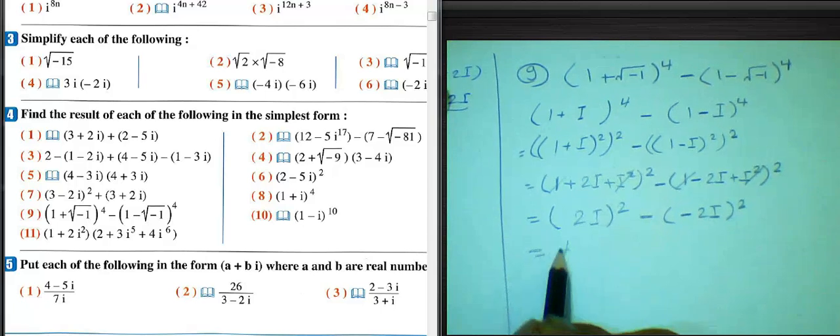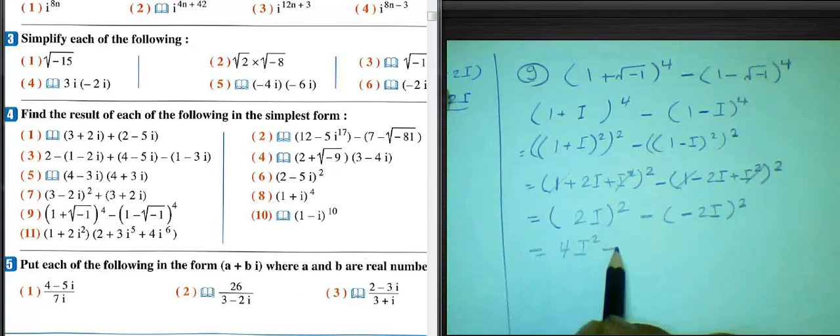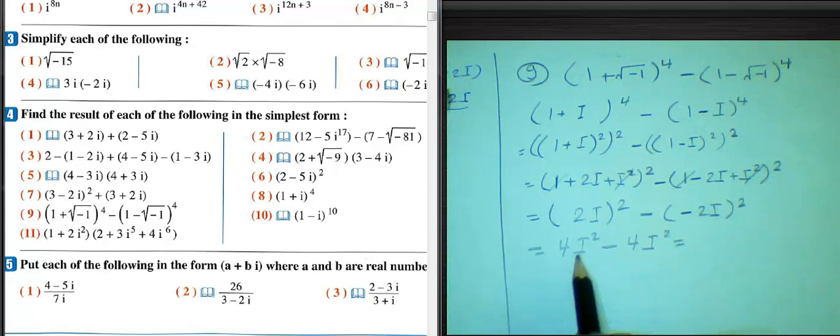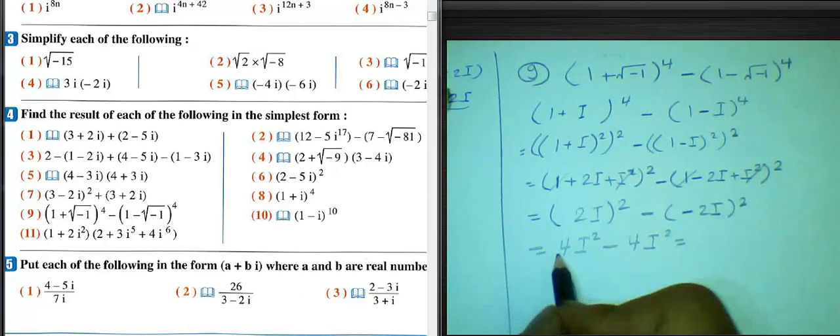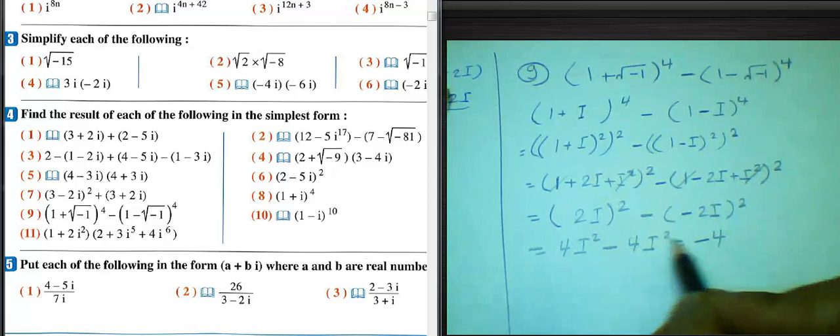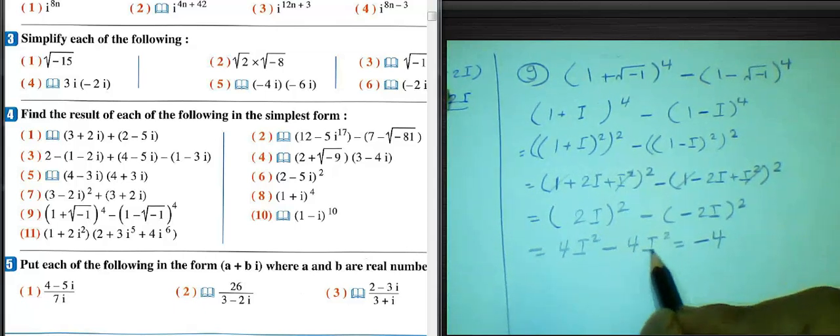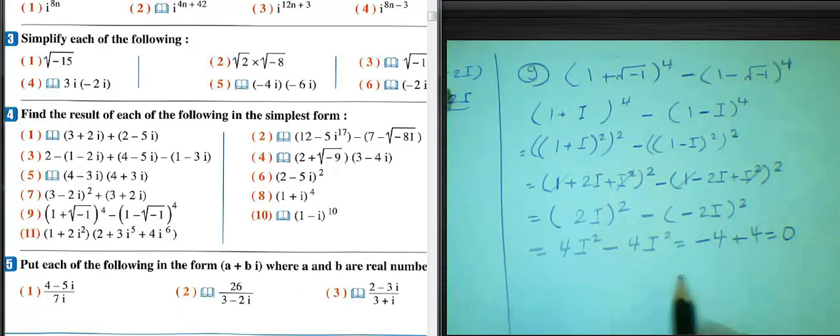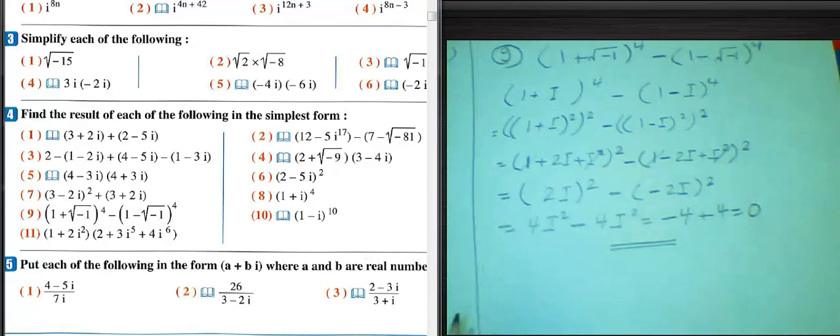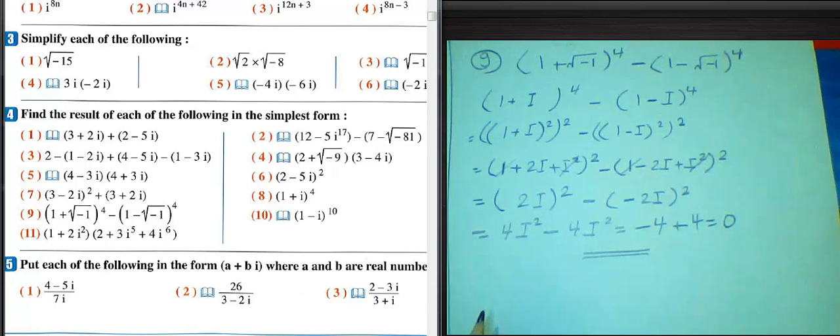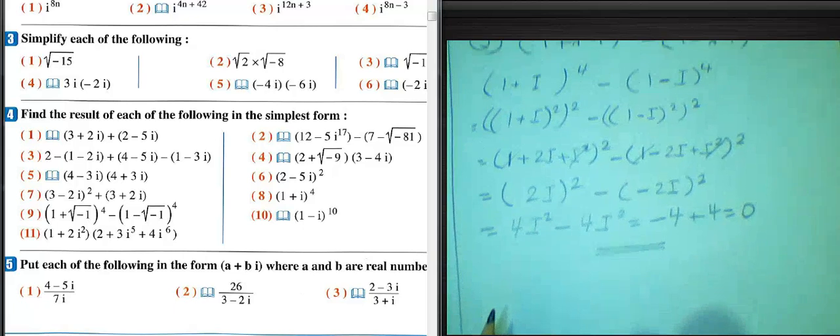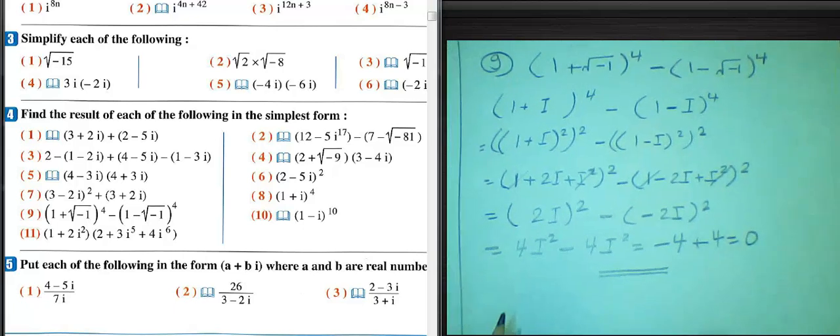2 power 2 equals 4, i power 2. Subtract 4, i power 2. i power 2 equals negative 1. Negative 1 times 4 equals negative 4. i power 2 equals negative 1. Negative 1 times negative equals positive. The result will be 0. It's okay. The result will be 0 for question 9. Did you understand? It's okay. Okay, question number 10.